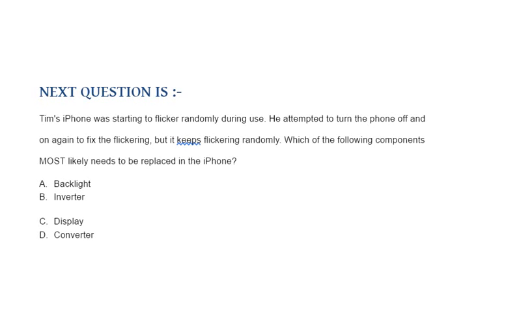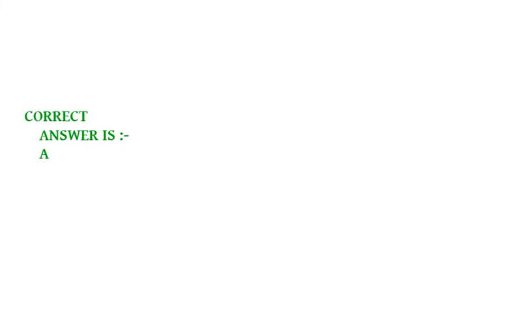Next question is, Tim's iPhone was starting to flicker randomly during use. He attempted to turn the phone off and on again to fix the flickering, but it keeps flickering randomly. Which of the following components most likely needs to be replaced in the iPhone? Option A, backlight. Option B, inverter. Option C, display. Option D, converter. Correct answer is option A.